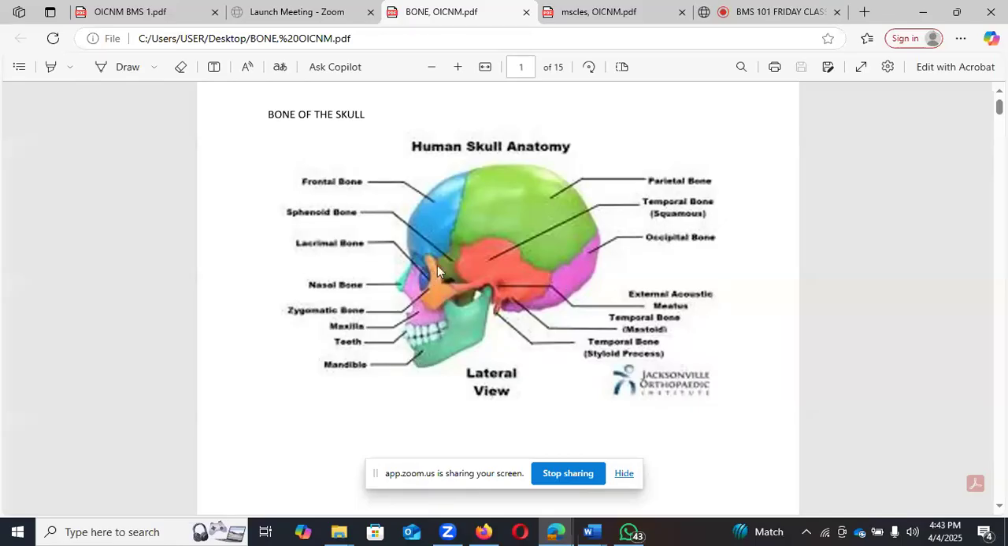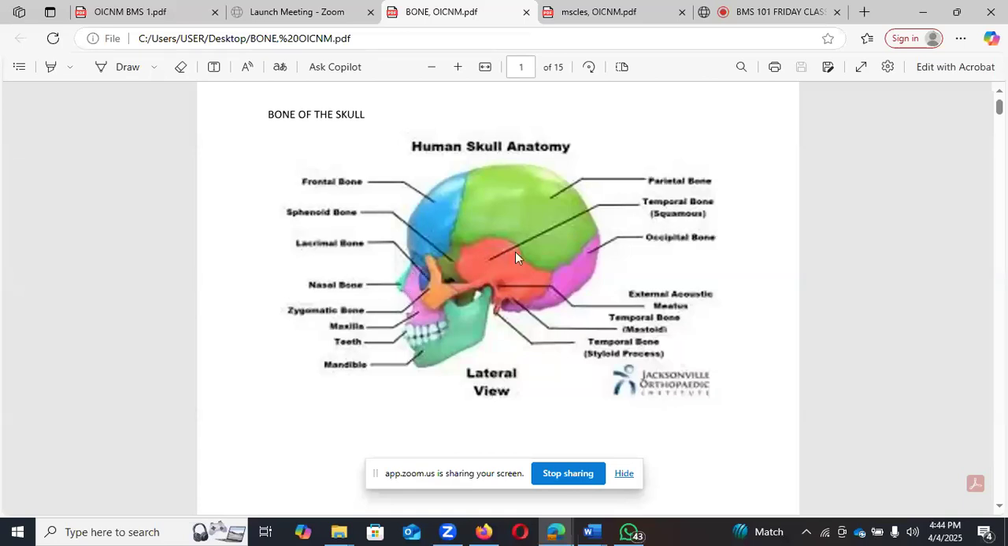The zygomatic bone. The jawbone, this is the jawbone. You have the maxilla and the mandible. The purple is the maxilla. This green part is the mandible. Okay, the upper and the lower jaw. Okay, this is the nose, the nasal bone.